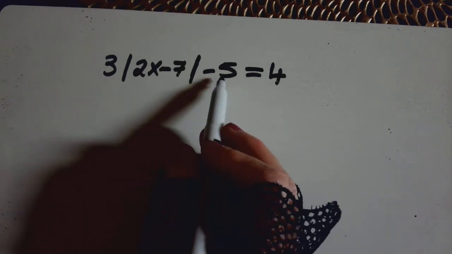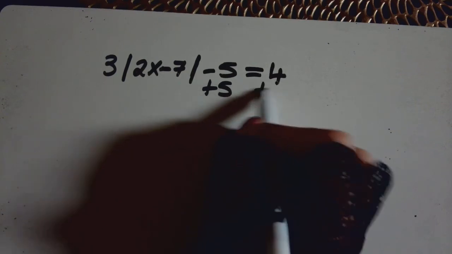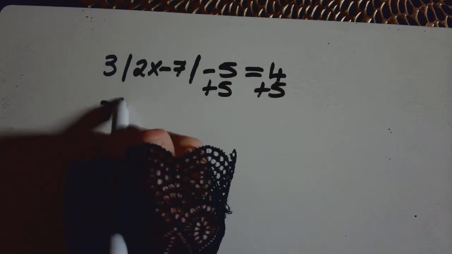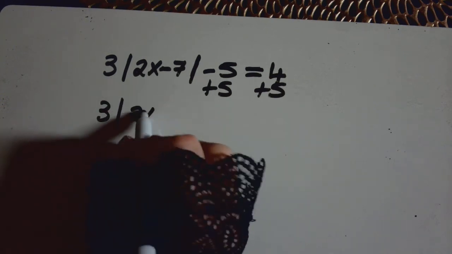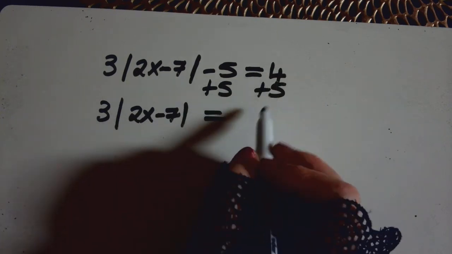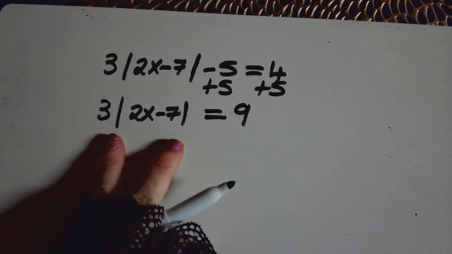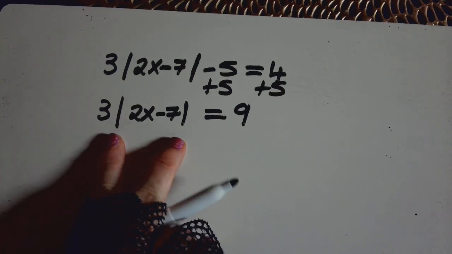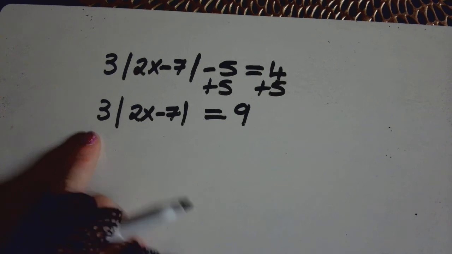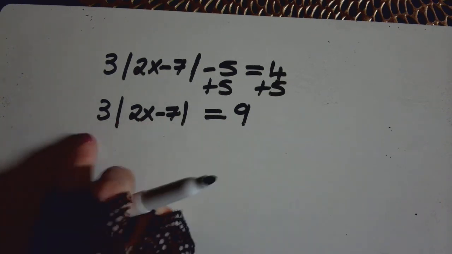So the first thing is, we have a minus 5. We have to add 5, get rid of that. So we do it on both sides of the equation here. So then I've got 3 times the absolute value of 2x minus 7 equals 4 plus 5, which is 9. So again, we still don't have the absolute value by itself. We've got to get rid of that 3. So that means we're going to divide. So over here is adding and subtracting.